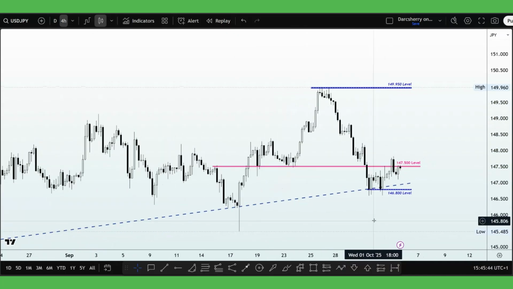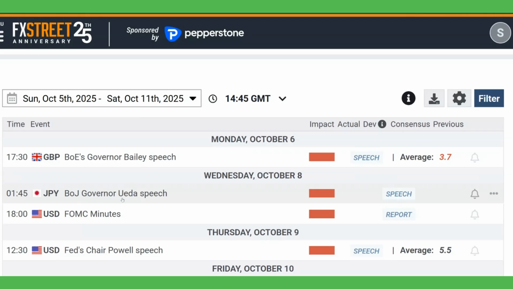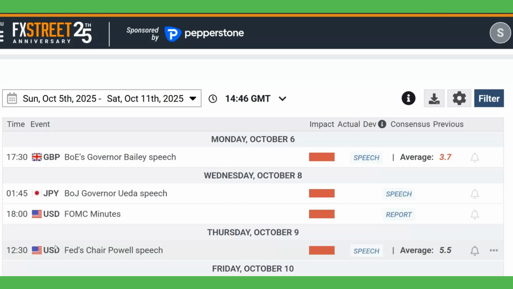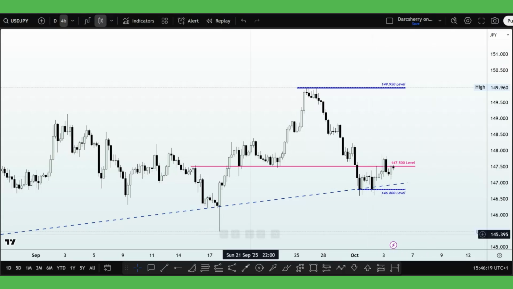Now, this coming week is going to be heavy for this pair. On Wednesday, the Bank of Japan governor is going to be speaking, and any hint about policy or concerns over yen weakness could give the yen some fresh momentum. Now, on the same day, we also get the FOMC minutes, followed by the Fed chairman's speech on Thursday. Both could swing sentiment back towards the US dollar, especially considering the fact that price still remains above the ascending trend line. So, right now, this pair feels caught between two central bank narratives.